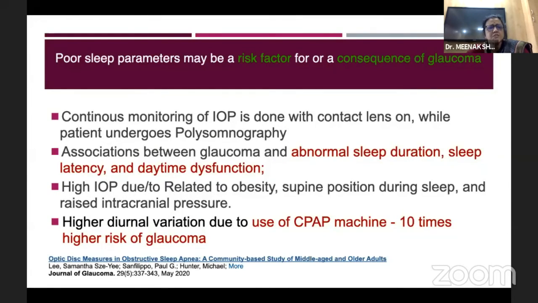So there were associations between glaucoma and abnormal sleep duration, sleep latency and daytime dysfunction.